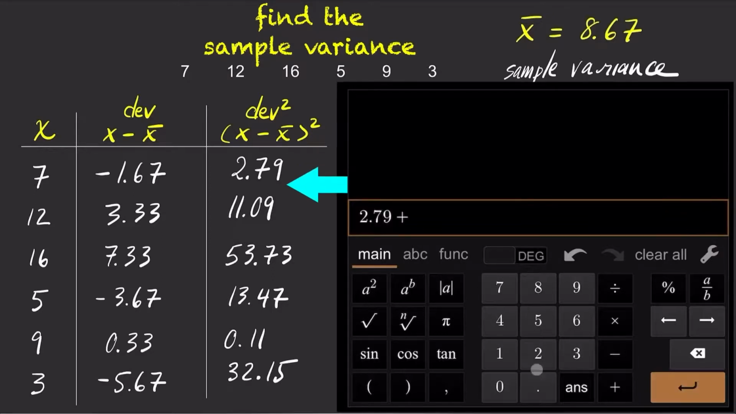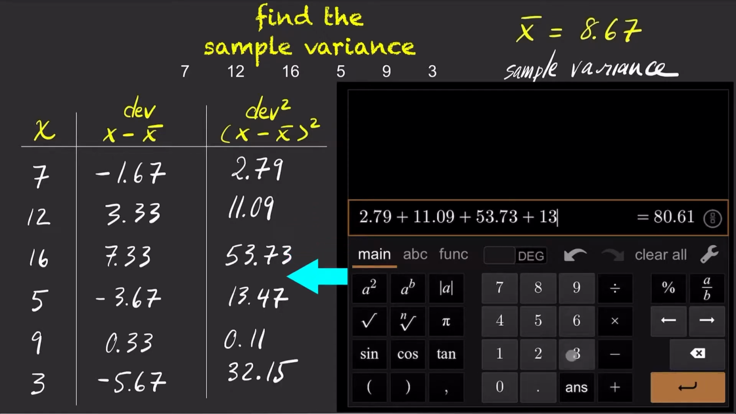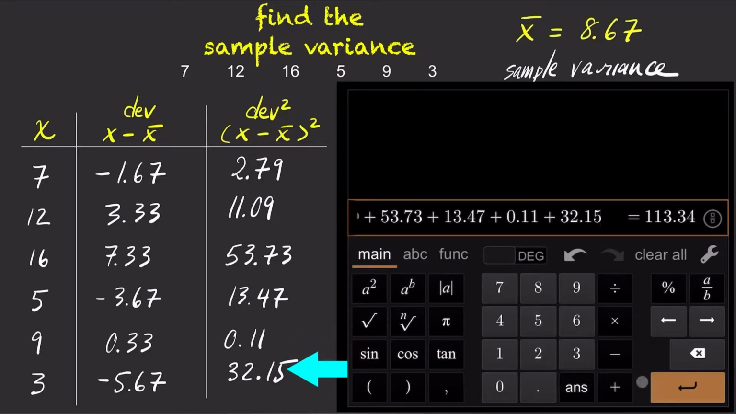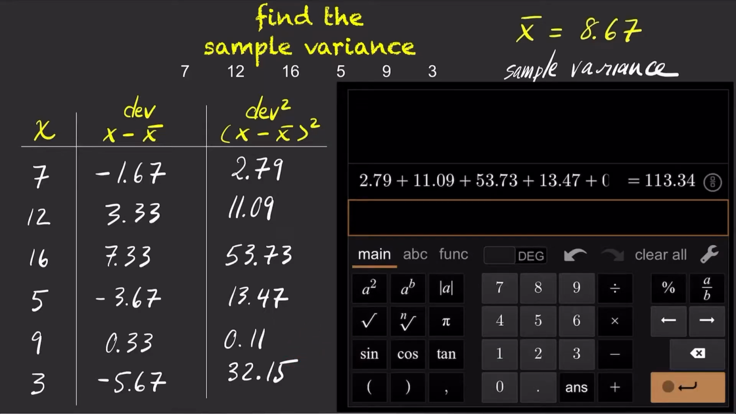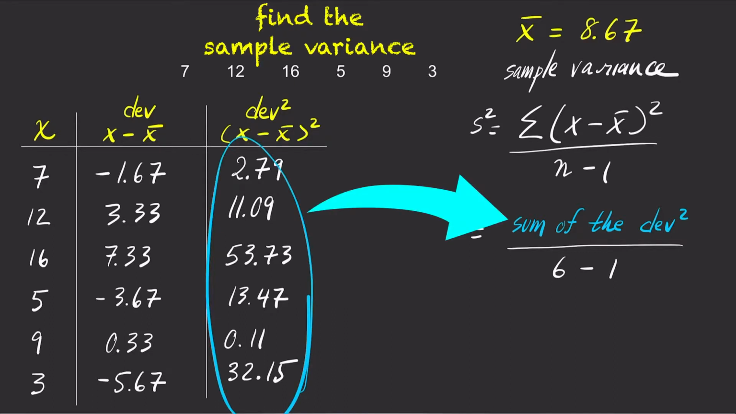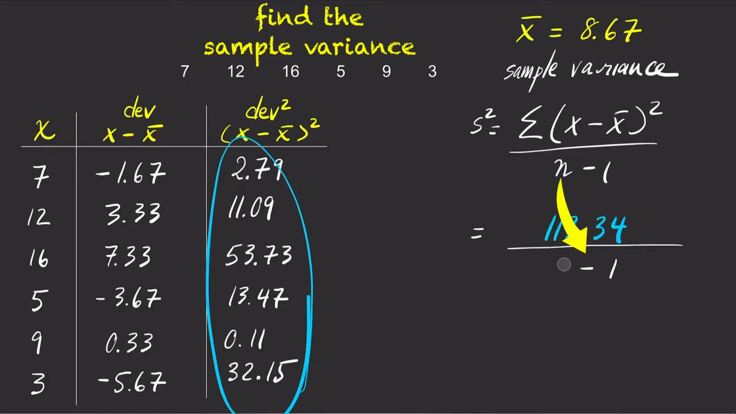Add up the deviation squared from the last column. And the sum of the deviation squared is 113.34. Finally, to calculate S squared, go back to the sample variance formula. Plug in the sum of the deviation squared to the numerator, which is 113.34. And in the denominator, 6 minus 1 is 5.